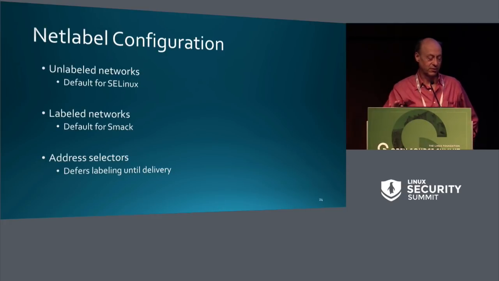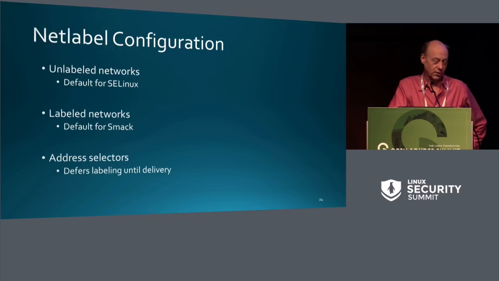Next slide here, netlabel configuration. The security modules aren't always going to use the same defaults with regard to how they want the system to behave. For example, most networks on an SELinux system are unlabeled. This is in part because SELinux only uses the CIPSO label for the MLS component. SMACK, on the other hand, dumps the entire SMACK label into the CIPSO header in a somewhat clever way, and does that by default for all networks. So they're very much at odds with the way they use it.